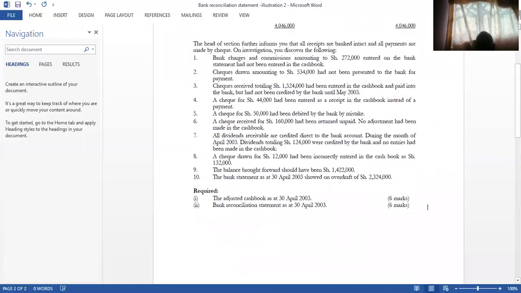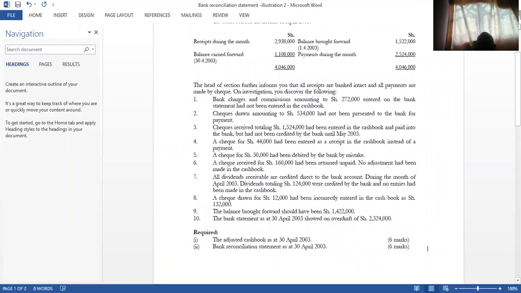Yesterday, we looked at a case whereby you are given an extract of the cash book and extract of the bank statement. Today, we have looked at a case whereby we are given an extract of the cash book, but you are given statements here. So from these statements, we were to identify the items that are in the bank statement but missing in the cash book, items that are in the cash book missing in the bank statement, and the errors either the accountant made in the cash book or the bank made in the bank statement, and then we proceed and prepare them.